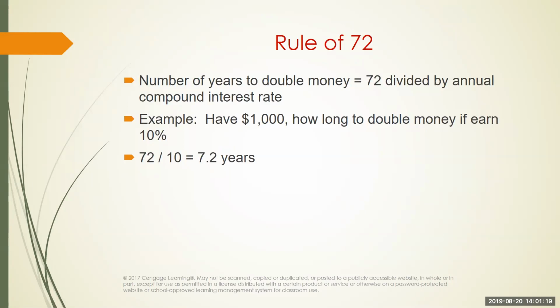If I'm getting 12% on my investment, how many years to double my money? Well, rule of 72, 72 divided by 12, it's going to take me 6.0 years. So this is essentially a way to just figure out how long it takes for anything to double based upon a predetermined rate.